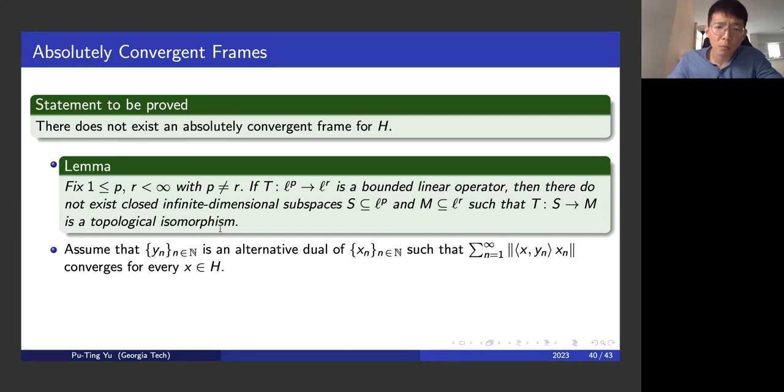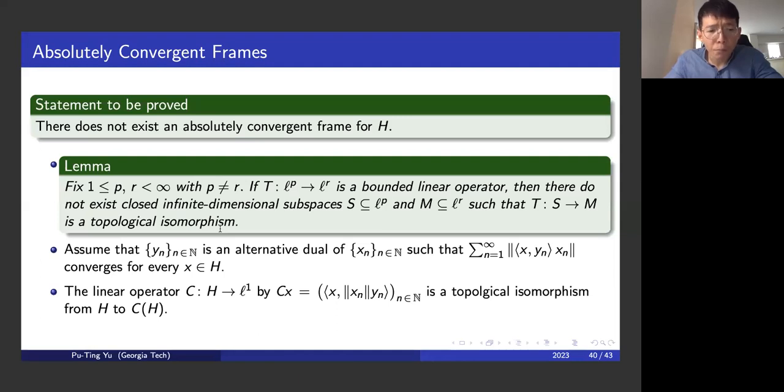Then we can consider the following analysis operator C from H to l^1 defined by Cx equal to the sequence of scalars, the inner product of x and y_n multiplied by the norm of x_n. Under this definition, we can show that C is a topological isomorphism from H to C(H). And moreover, C(H) is a closed infinite dimensional subspace of l^1, which leads us to a contradiction. So there does not exist an absolutely convergent frame for H.